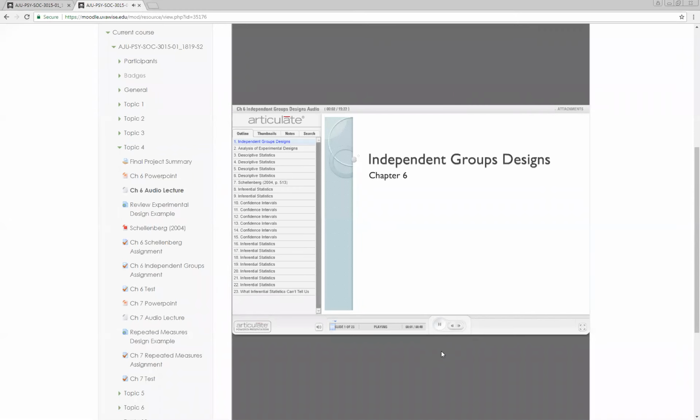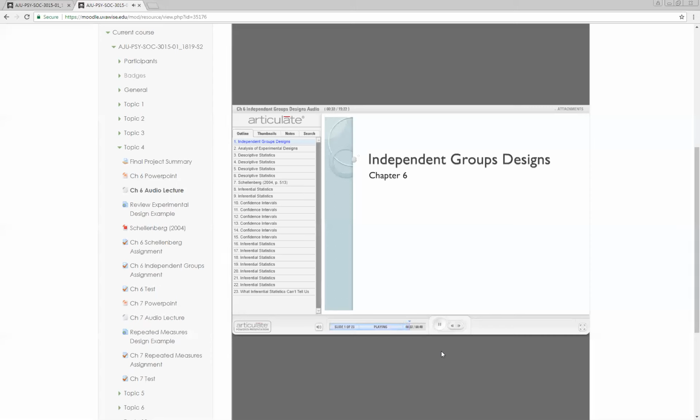With independent groups designs, we're talking about our first detailed discussion of experiments. So remember that with an experiment, you have an independent variable that is manipulated and a dependent variable that's measured, the outcome variable. The independent variable is the cause, and the dependent variable is the effect. We're going to talk about a couple of different types of experiments, but we start with independent groups designs, and what makes them distinct is that you have different people in each condition of the independent variable.